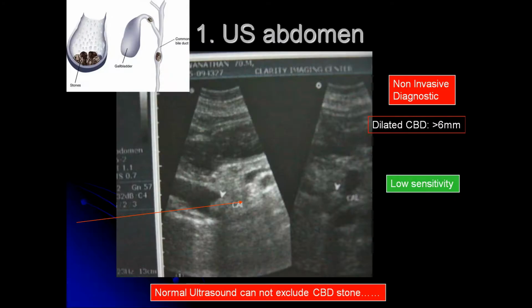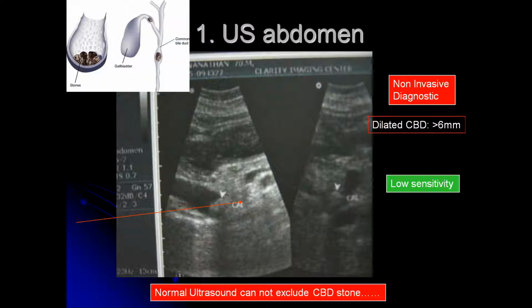Next slide. Coming to the ultrasound abdomen, though ultrasound abdomen is very sensitive in picking the gallbladder stone, when it comes to the bile duct, its sensitivity drops. So only 60% of the bile duct stones one can identify by an ultrasound, even though it is non-invasive and diagnostic. Because of the lack of sensitivity, we can't rely on it.